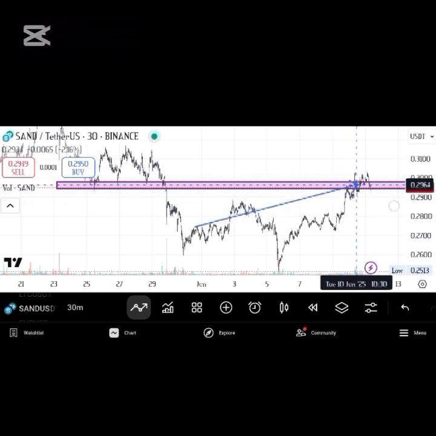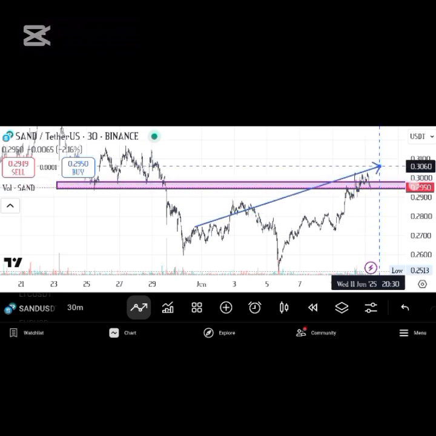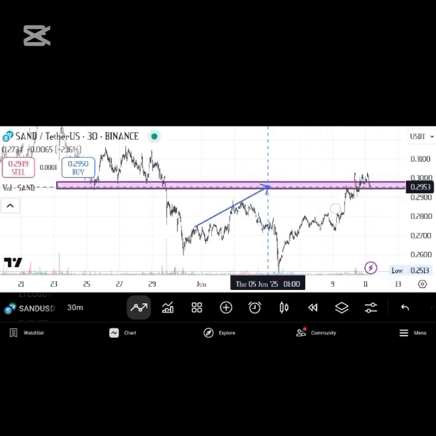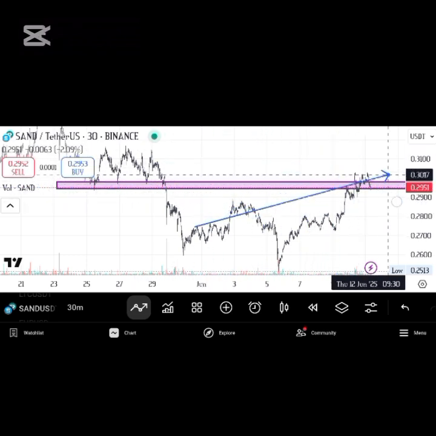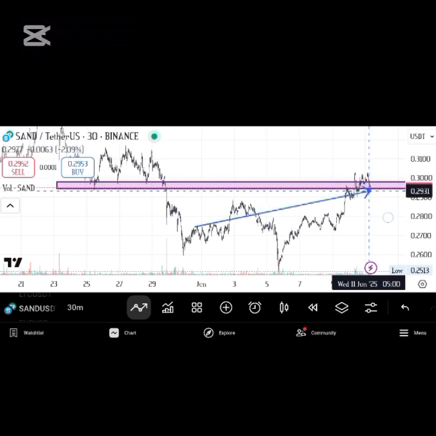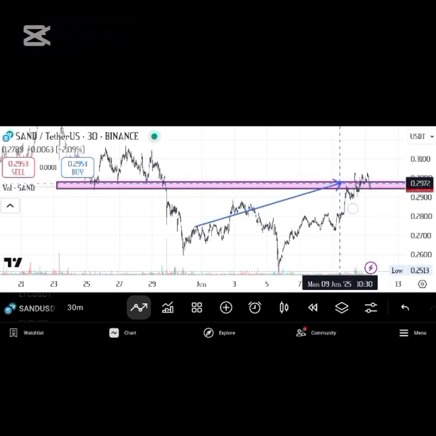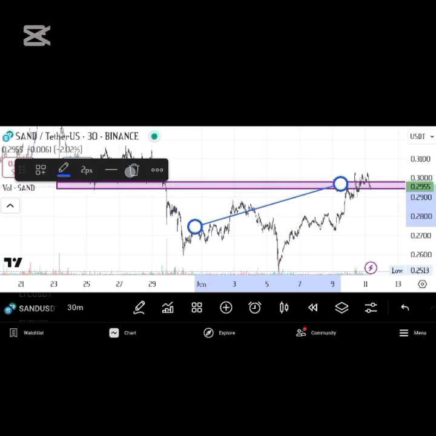Now it's retracing to the support area again. 1, 2, 3. So you can see this place is a very good solid area of support and resistance. So it was a support, then turned to resistance, then turned to support now if it holds. So that's the first point we'll be marking for our key area.